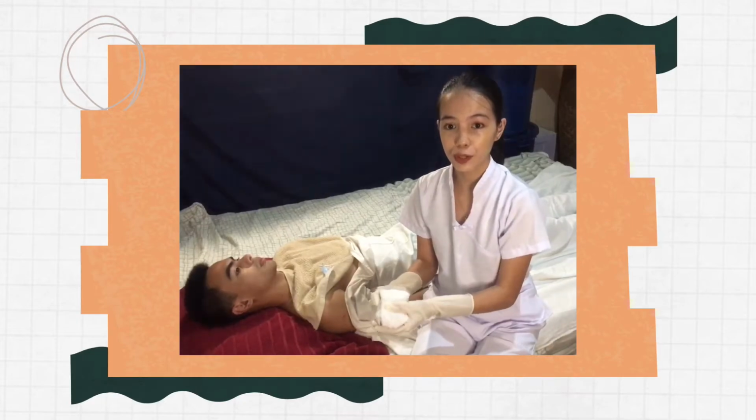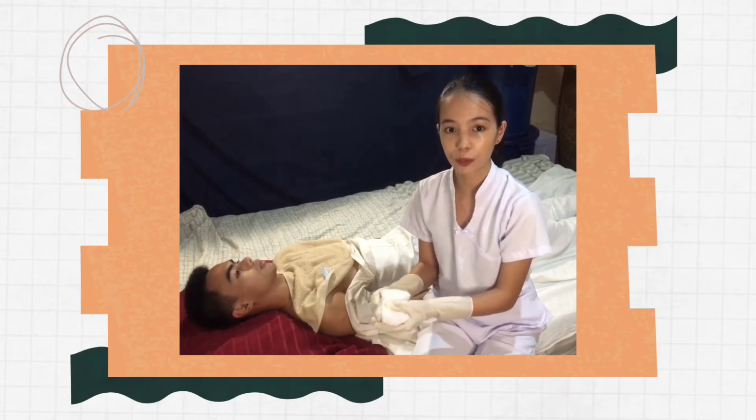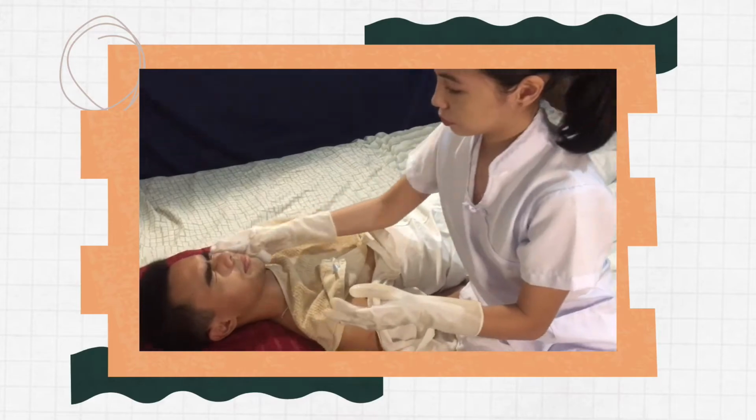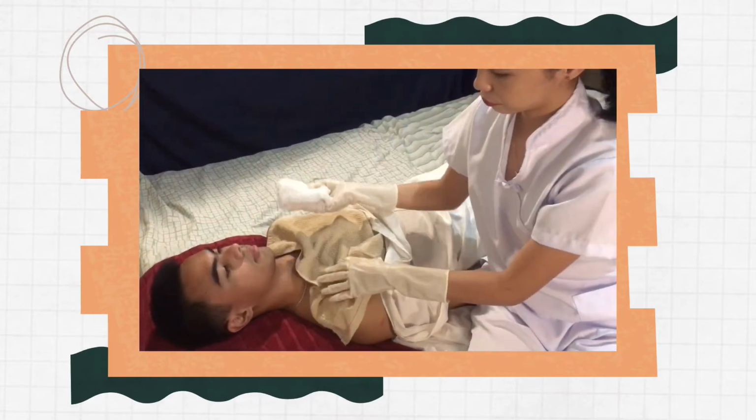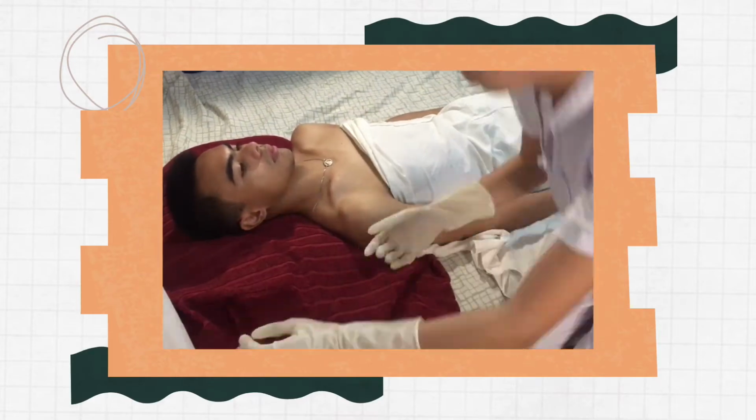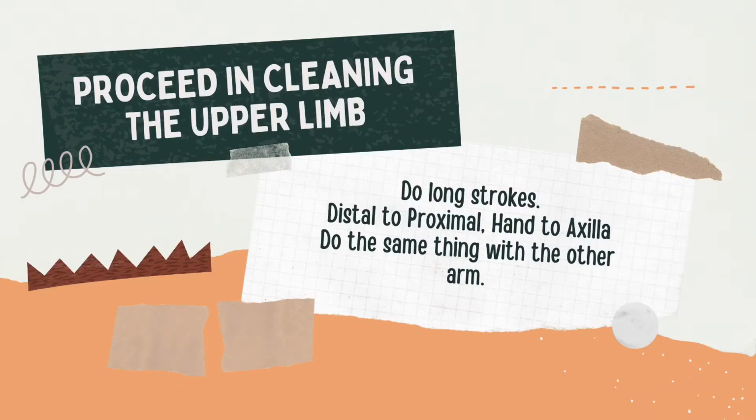So now, we can proceed to washing the face of our client from the forehead down to his neck. After cleaning the face of our patient, we may now proceed to the upper limb. Including the upper limb, we can now do long strokes. It stimulates circulation by facilitating venous return. We also want to start from the distal to the proximal, so from your hand up to your axilla.